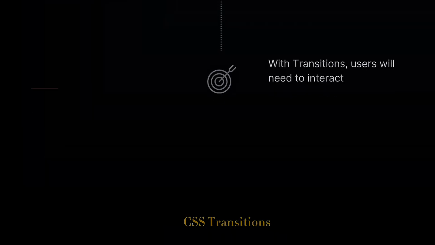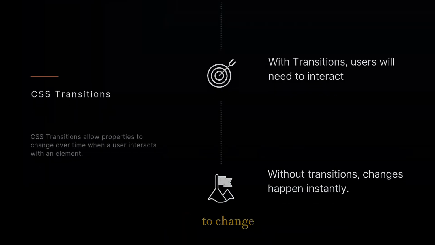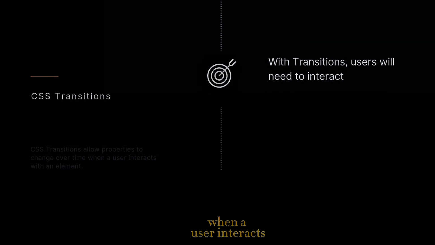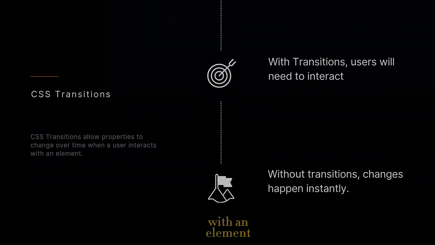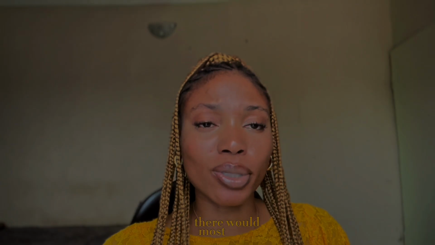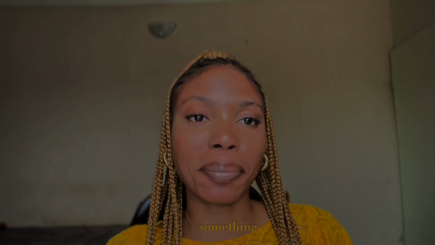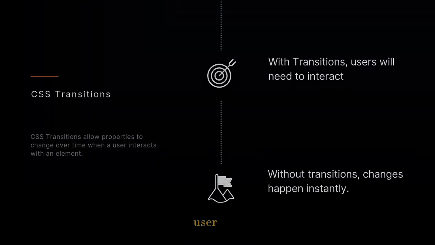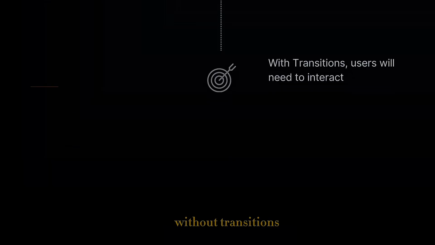First, we start with CSS transitions. CSS transitions allow properties to change over time when a user interacts with an element. So with transitions, there would most likely be a need for the user to do something, to interact. When the user interacts and the change happens, transitions help those changes to happen over time. Without transitions, the change will just happen.